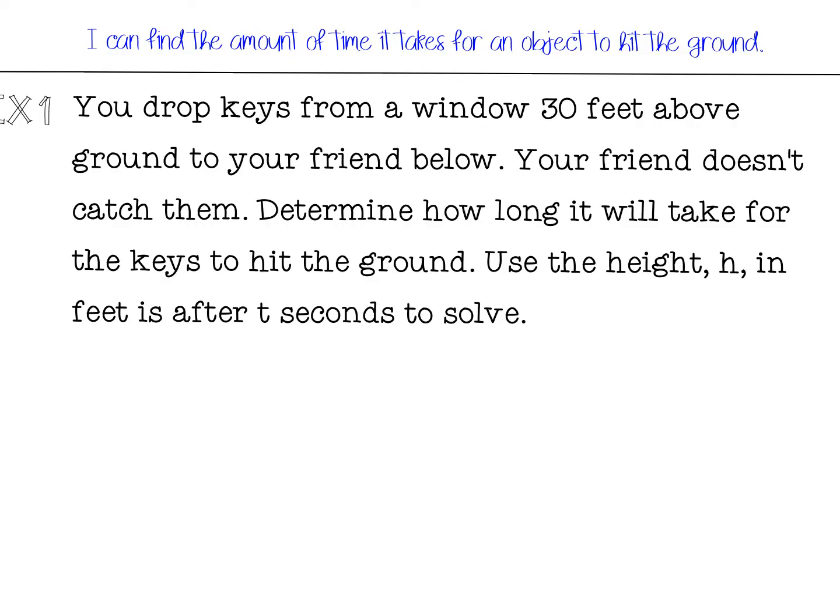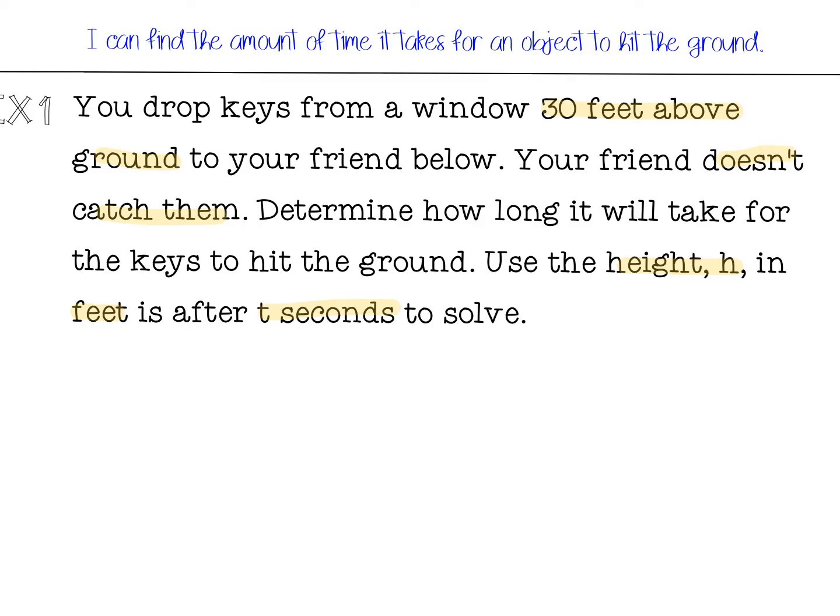Alright, so let's go back to this question that I posed to you a few slides ago about dropping keys from the window, and let's use those questions to solve the problem. So the first question we always start with is, what do I know? So I could highlight the whole problem, but I want to pick out the important math information. So 30 feet above the ground is going to be important. My friend not catching them is also going to be important because that tells me where they end up. I also know that height is going to be measured in h feet after t seconds. So t is going to represent seconds and h is going to represent height.